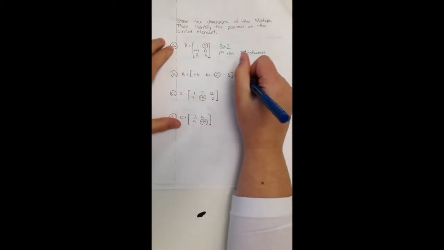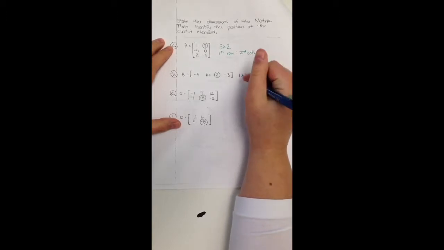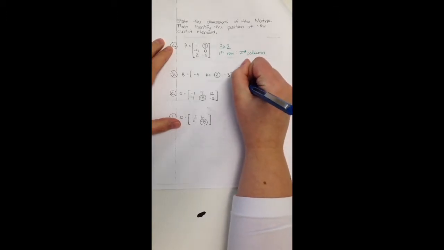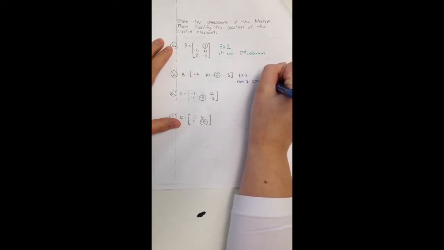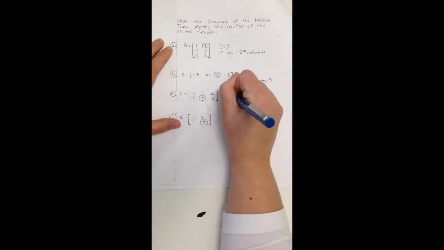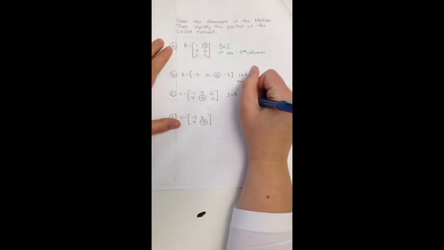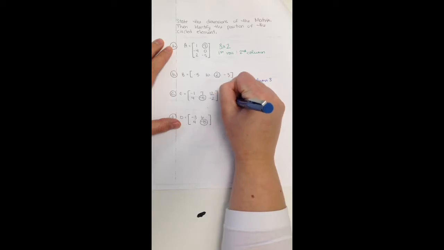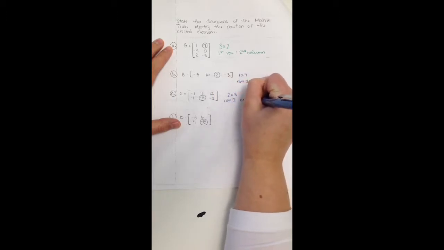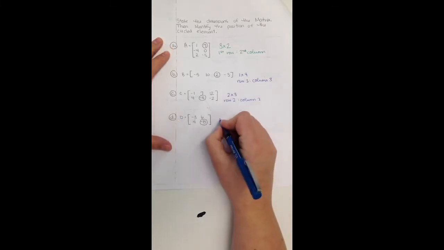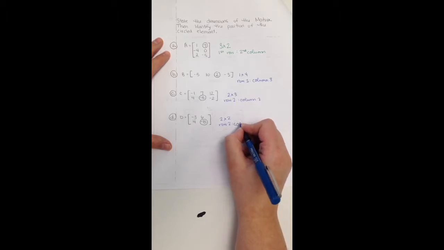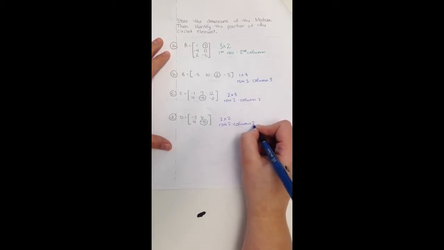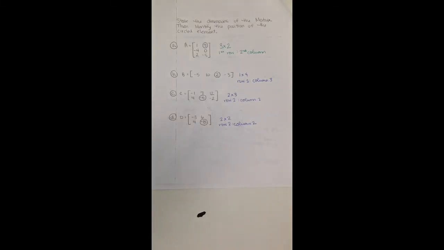This is a 1 by 4, and it is in row 1, column 3. This is a 2 by 3, and it is in row 2, column 2. And this is a 2 by 2, row 2, column 2. Okay? Turn to the next page.